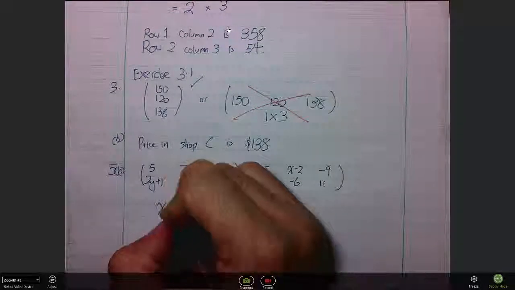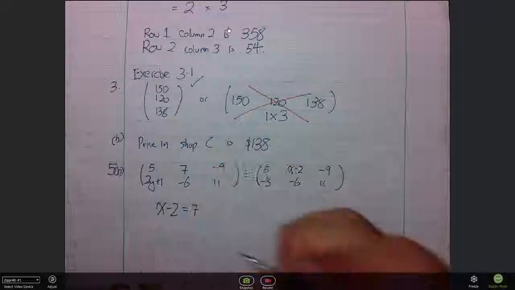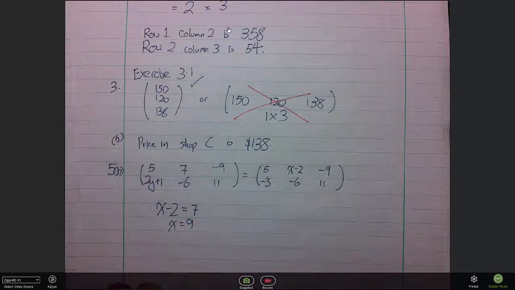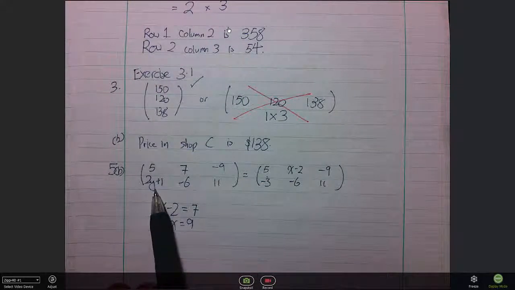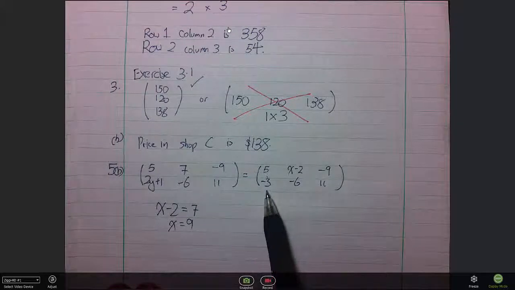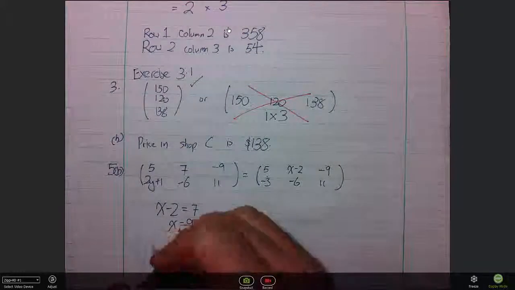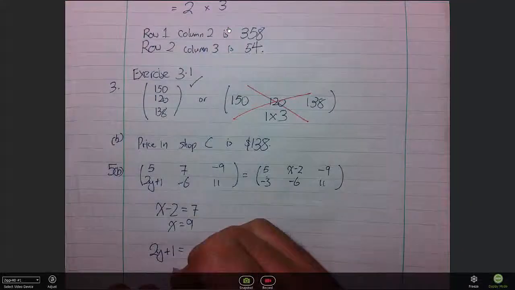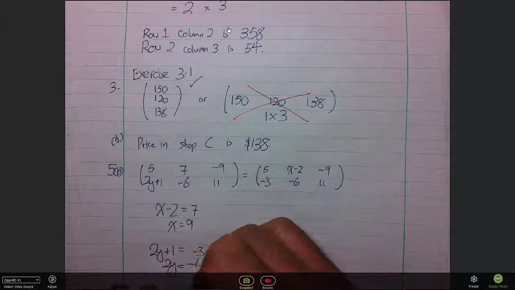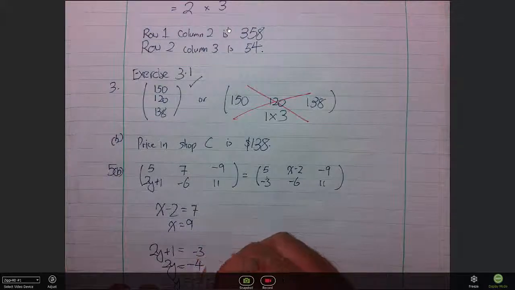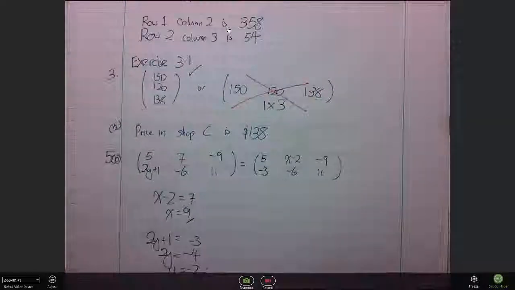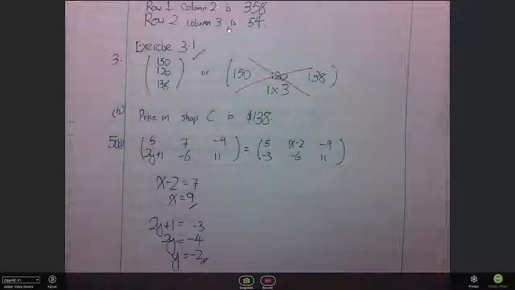So I write x minus 2 equals 7. If you solve, x equals 9. Same concept applies here. Row 2, column 1 is 2y plus 1. Row 2, column 1 is negative 3. So I simply write down 2y plus 1 equals negative 3. 2y equals negative 4. y equals negative 2. And that concludes all the examples I have for exercise 3.1.